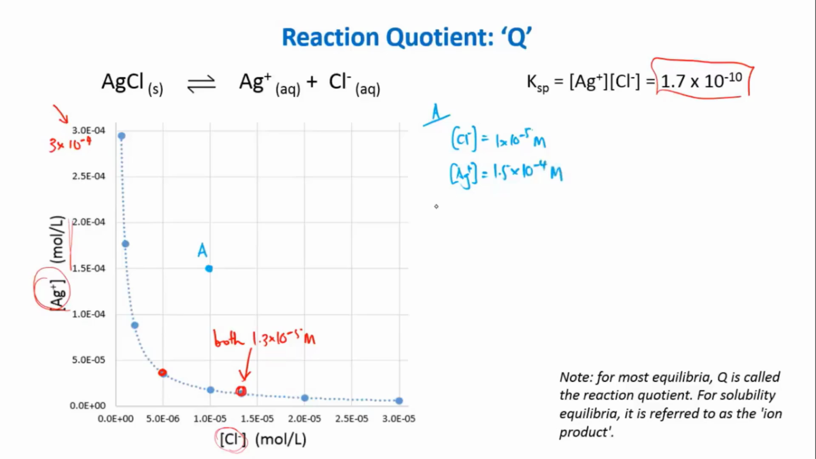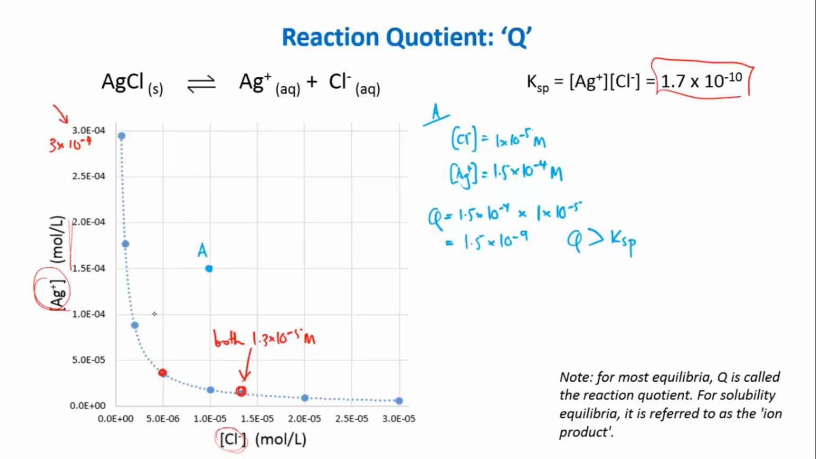Okay, now if we evaluate Q, so we stick those concentrations into the equilibrium expression, it's silver times chloride, 1.5 times 10 to the minus 4 times 1 times 10 to the minus 5. That gives us a value of 1.5 times 10 to the minus 9. Now you can see that this value is greater than KSP. So we have a situation where Q is greater than KSP. That means we have too much products. Our concentration of products is too high to be at equilibrium.